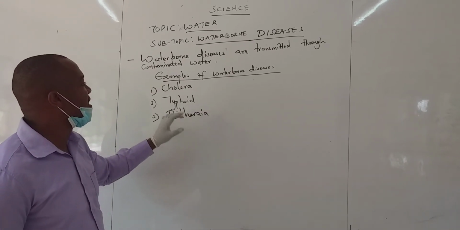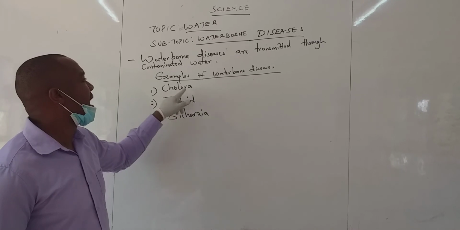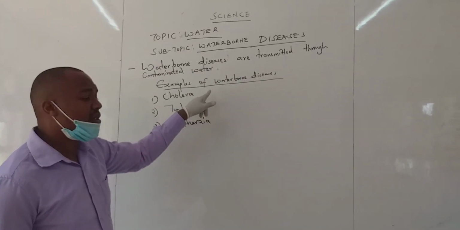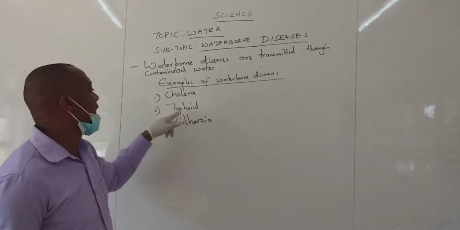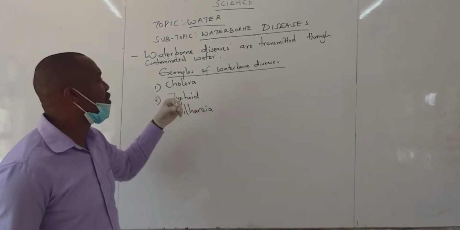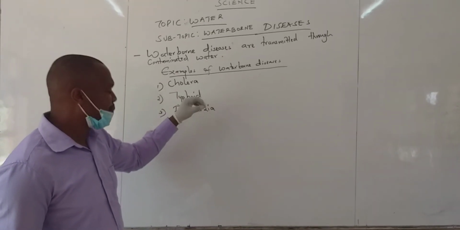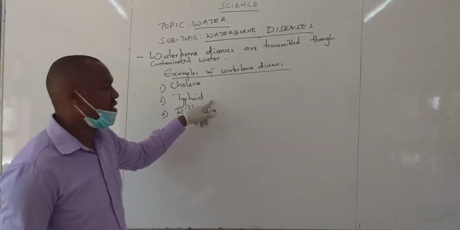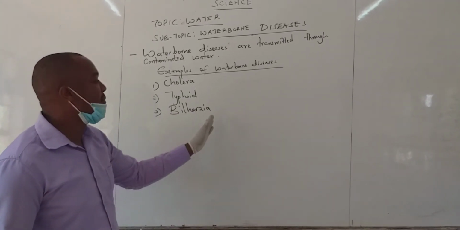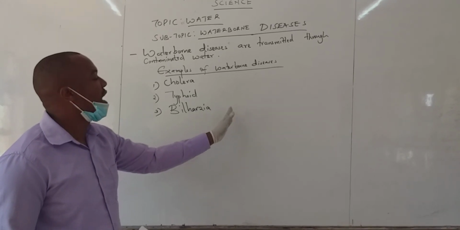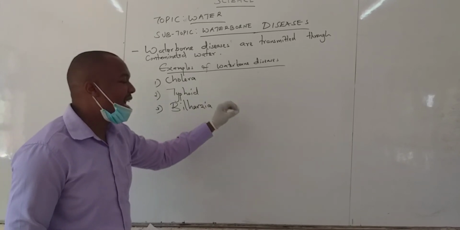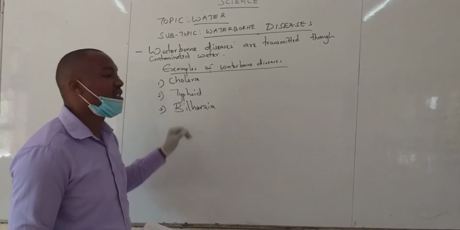Examples of waterborne diseases: we have cholera, and the sign and symptom that will make you know you are suffering from cholera is persistent diarrhea. Then we have the second one, typhoid, whose sign is the skin rashes around your body. And then bilharzia: the blood stain in the stool and the urinary itching in your bladder will make you know that you are suffering from bilharzia.